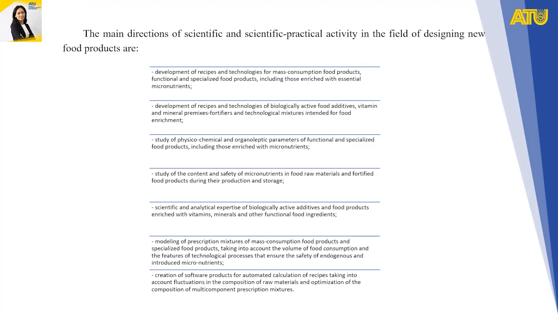Modeling of prescription mixtures of mass consumption food products and specialized food products, taking into account the volume of food consumption and the features of technological processes that ensure the safety of endogenous and introduced micronutrients. Creation of software products for automated calculation of recipes, taking into account fluctuations in the composition of raw materials and optimization of the composition of multi-component prescription mixtures.